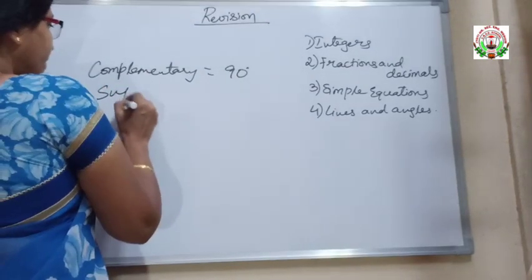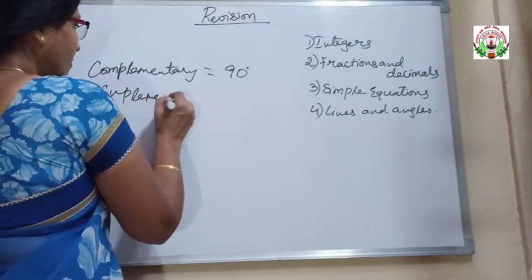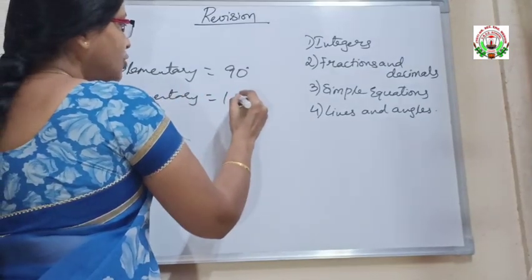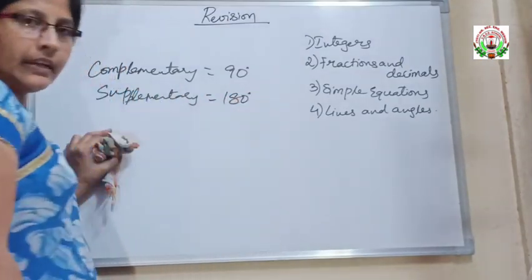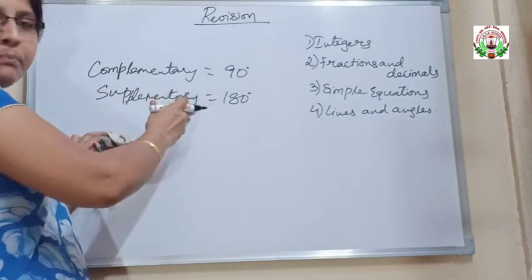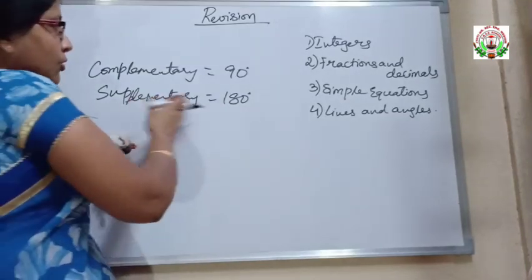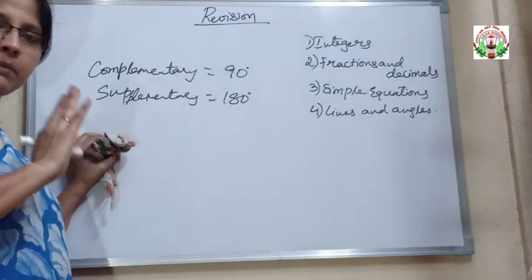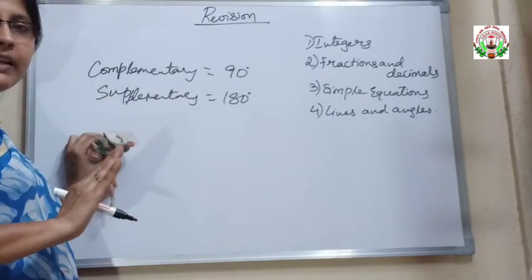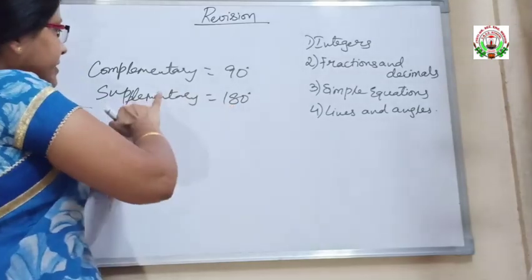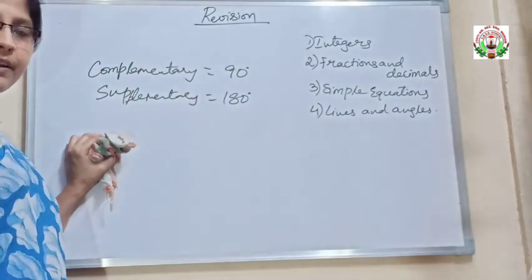And supplementary angles means the sum should be 180 degrees. In the example I just gave you, they are supplementary angles. If you add any number of angles and the answer is 180 degrees, then they are called supplementary angles.